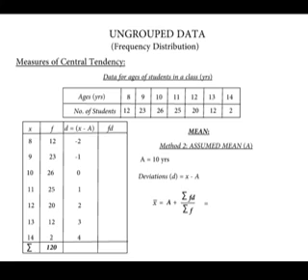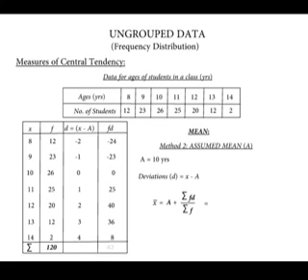Now fd, we multiply the frequency times the corresponding deviation. 12 times minus 2 is minus 24. 23 times minus 1 is minus 23. 26 times 0 is 0. We proceed the same and we shall get 25, 40, 36 and 8.